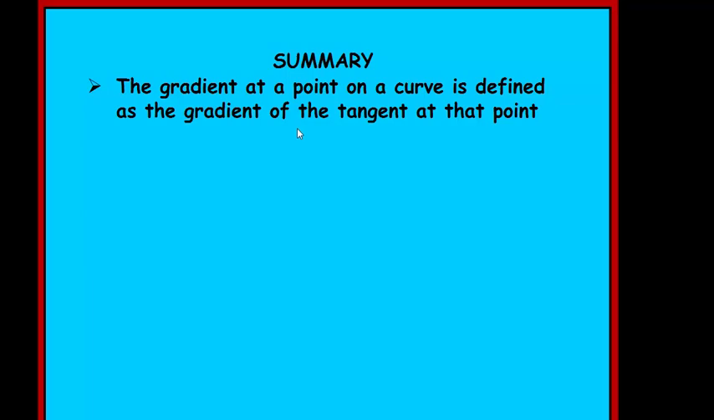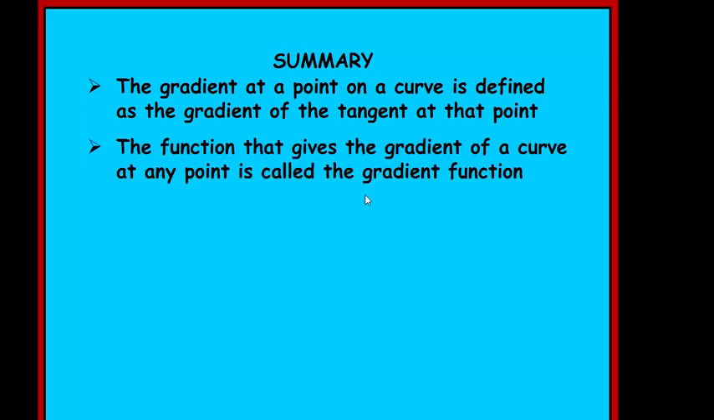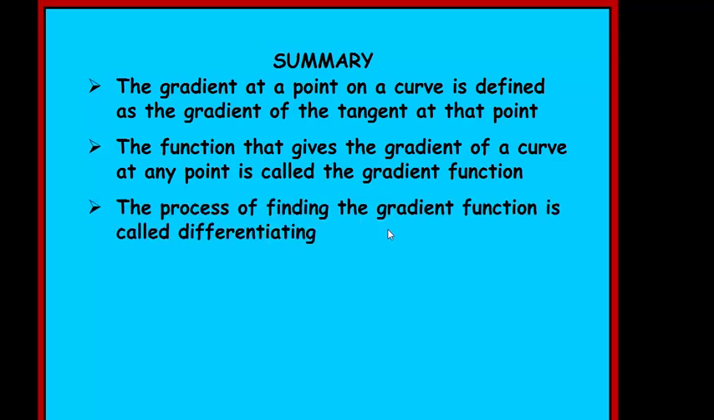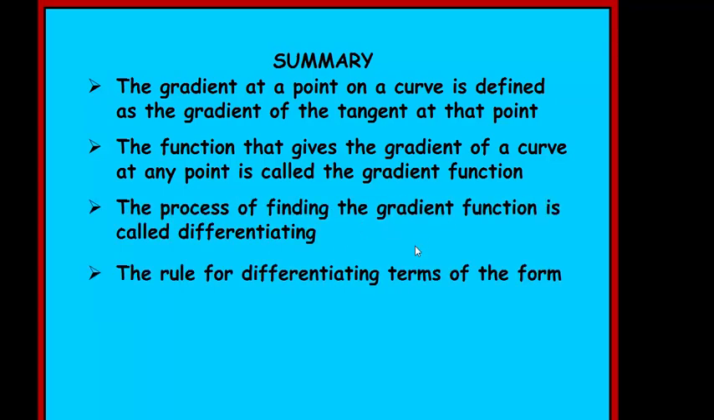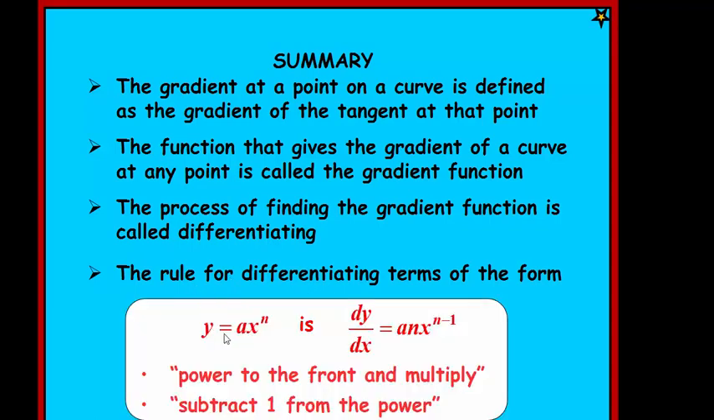So to summarise, the gradient at a point on a curve is defined as the gradient of the tangent at that point. The function that gives the gradient of a curve is called the gradient function. We differentiate to find it. The rule for differentiating, where we have y equals ax to the n, is dy by dx equals anx to the power of n minus 1. Power to the front and multiply, subtract 1 from the power.